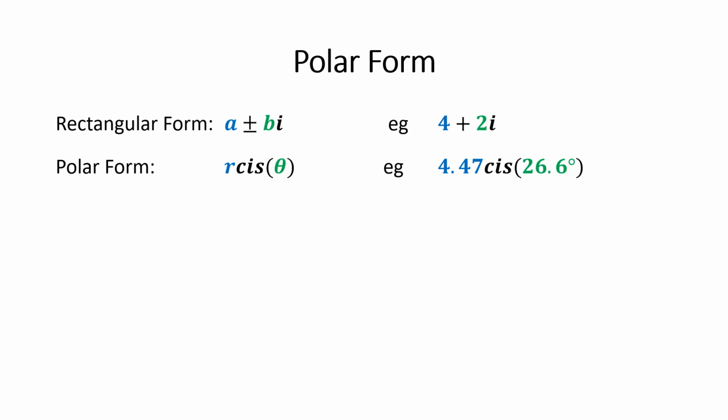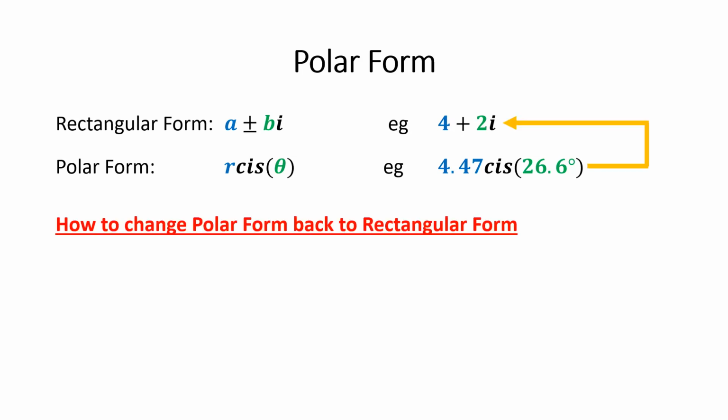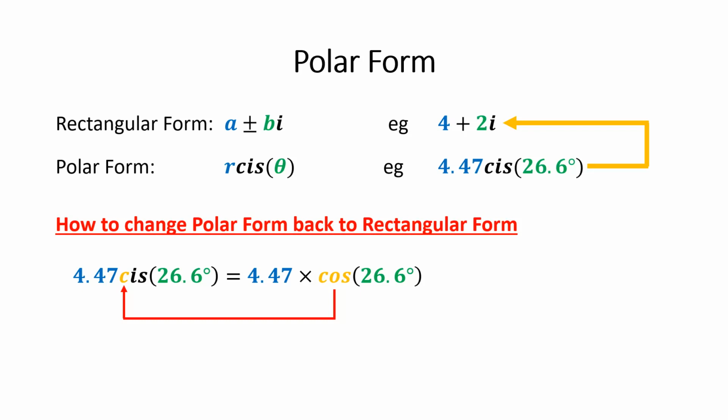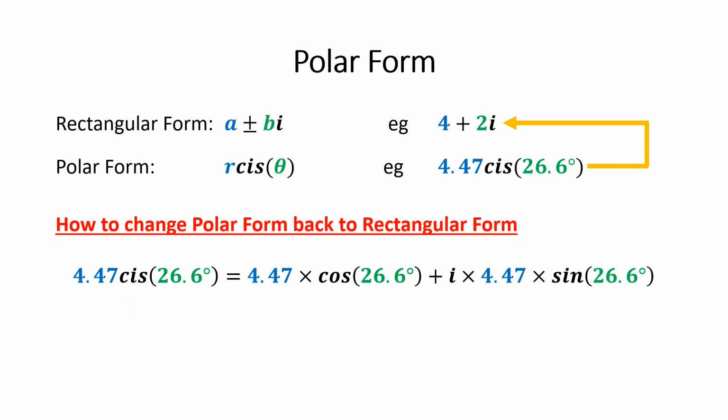Second thing I'd like to do in this video is chat about how we change polar form back into rectangular form. And let's talk about what cis actually means. So let's take 4.47 cis 26.6 degrees and turn it back into 4 plus 2i. To do that, you need to know that c represents cosine. So we're going to go 4.47 times the cosine of 26.6 degrees. Then we put a plus. The i is the i, and then we multiply the i by 4.47 times sine of 26.6 degrees. That's what the s means.